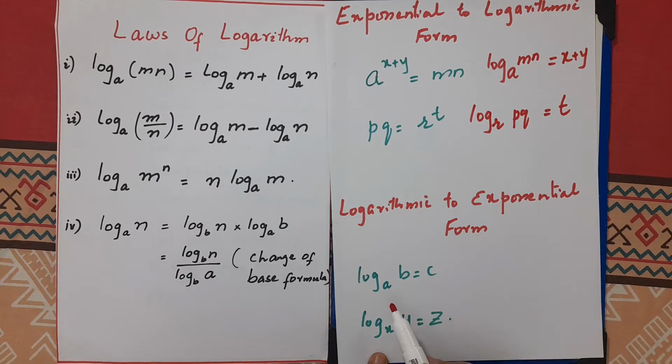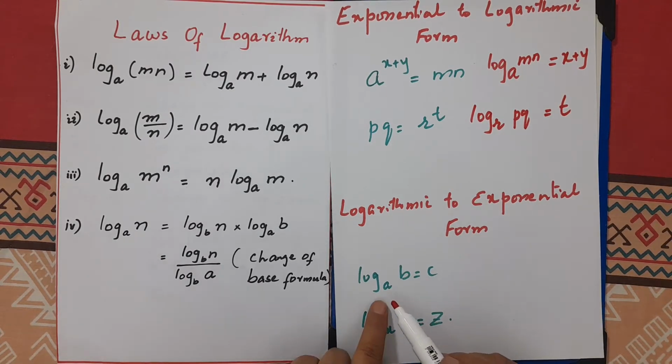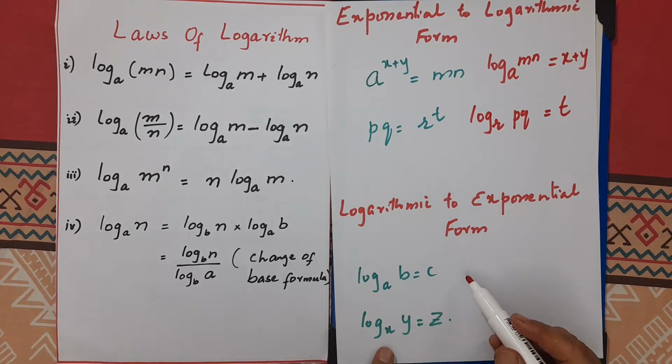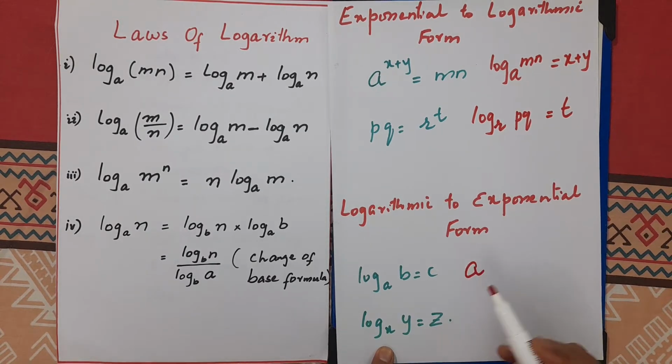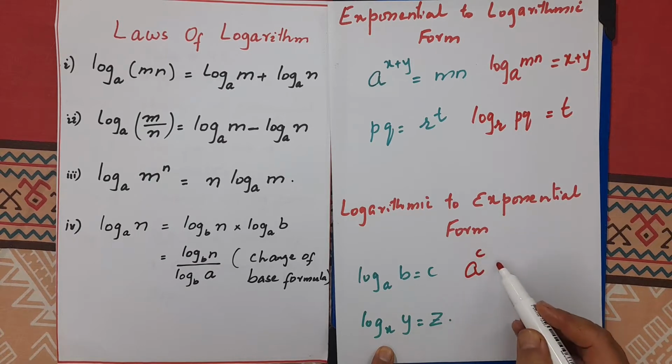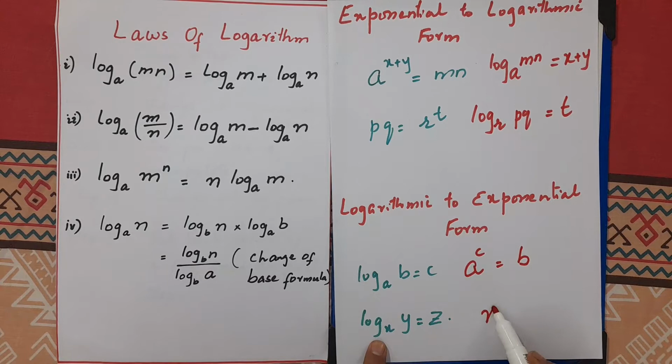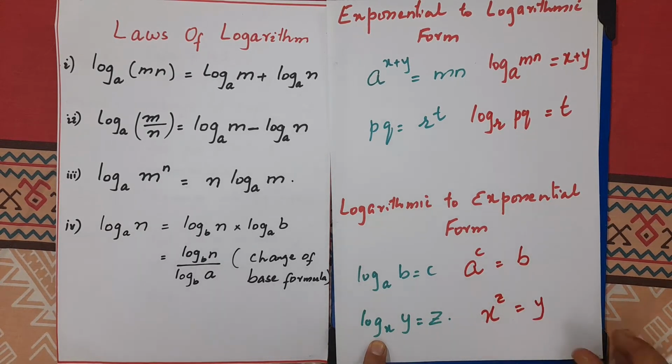Logarithmic to exponential form, same rule we are going to apply. This is the base a, this thing comes in power is equal to b. This is the base x, this thing comes in power is equal to y.